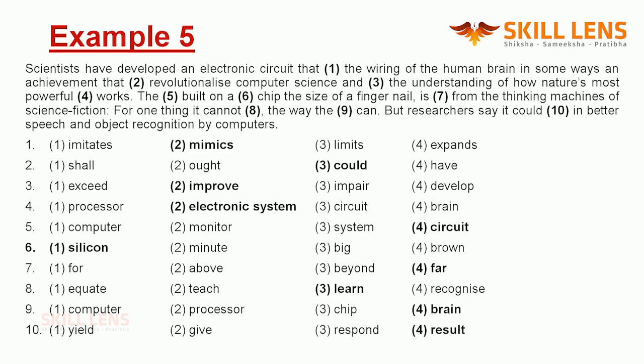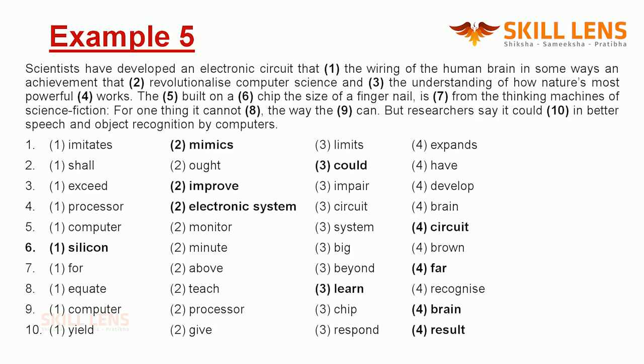Blank 7 is far from the thinking machines of science fiction. For one thing, it cannot blank 8, learn the way the brain can. Now here we choose learn for blank 8 because we are talking about how good the human brain is, and computer scientists have come up with a circuit that kind of mimics the brain, right? Though it mimics the brain, there are certain limitations.